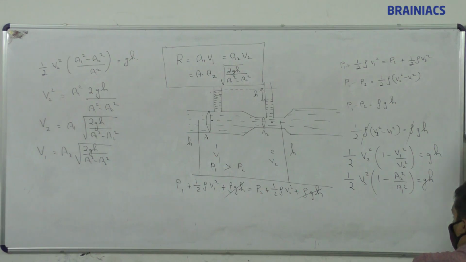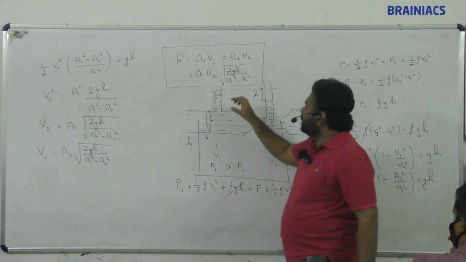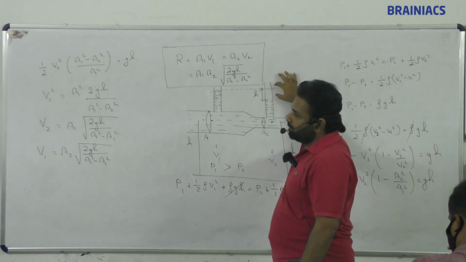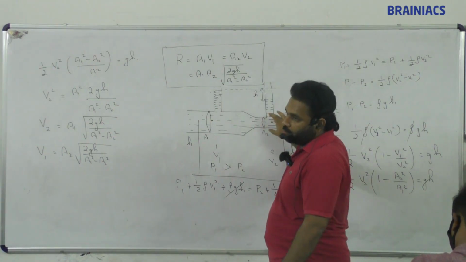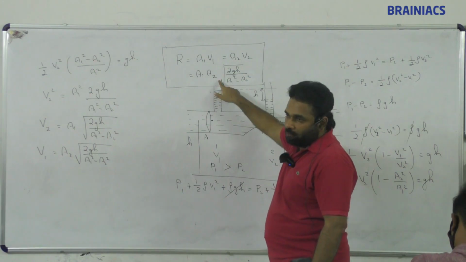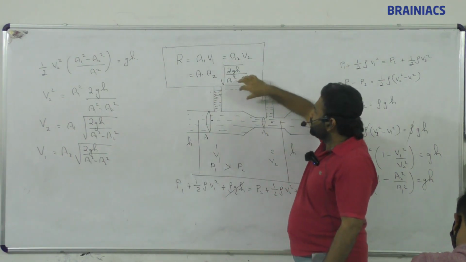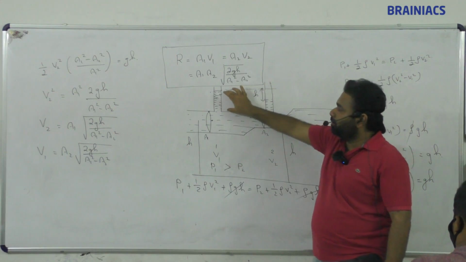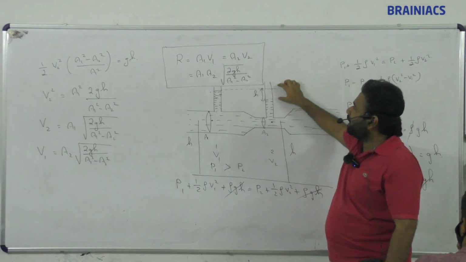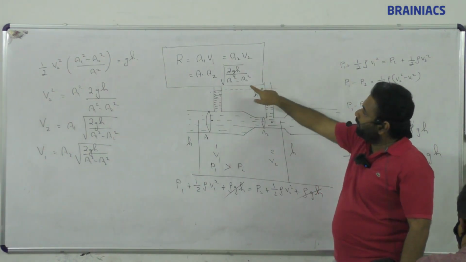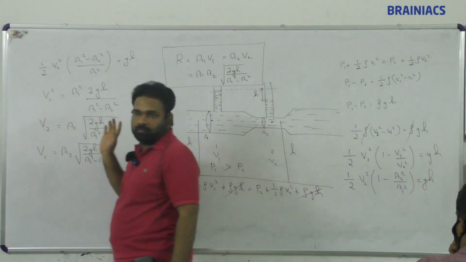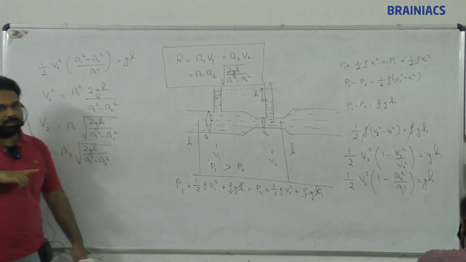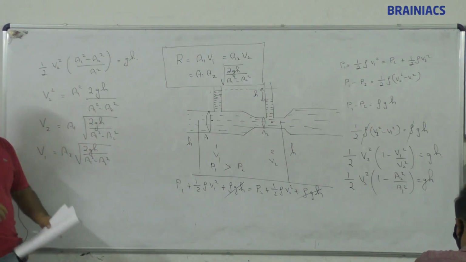So using venturimeter, suppose if you know this height, and the area of the two tubes also, a1 a2 into root of 2g times the height difference, divided by a1 square minus a2 square. Able to get it, right? Clear?